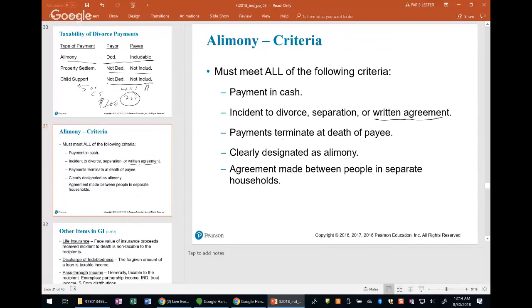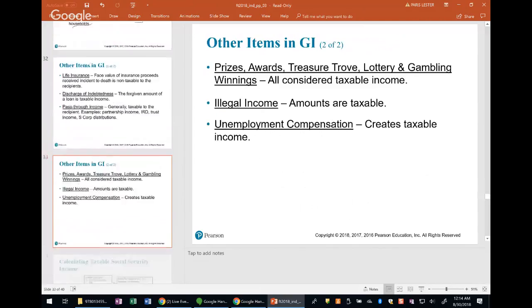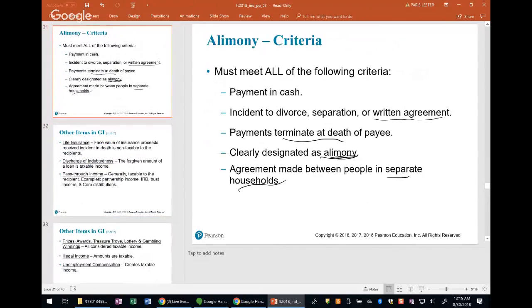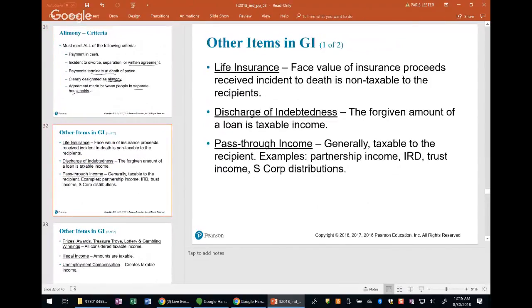Payments terminate at death. Of course. Did you ever see a dead person pay alimony? Did you ever see a dead person receive alimony? It has to be alimony. You have to be in separate households. And we know that life insurance is taxed to face value.